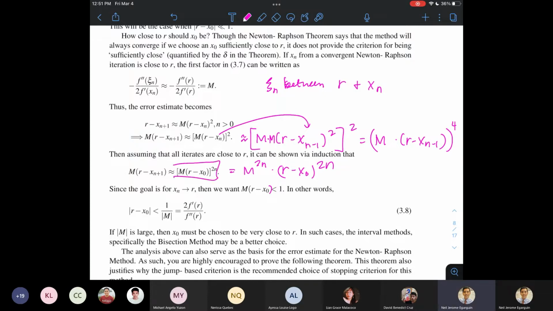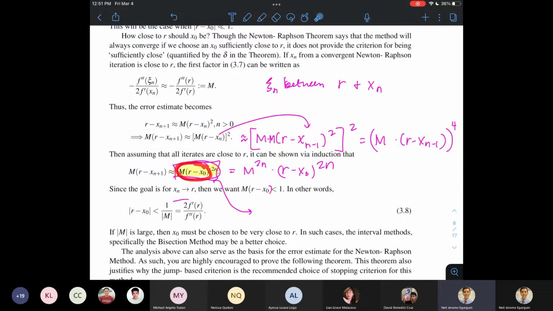Okay, this guy is true. And then the goal is for x sub n to approach r. If we want x sub n to approach r, then we want this guy to be less than 1. And that kind of makes sense because if this value, okay, kung itong value na to ay hindi less than 1, so ibig sabihin yung error palaki ng palaki. All right?